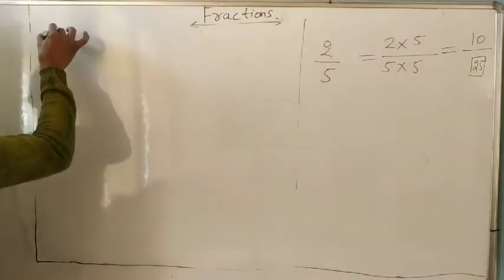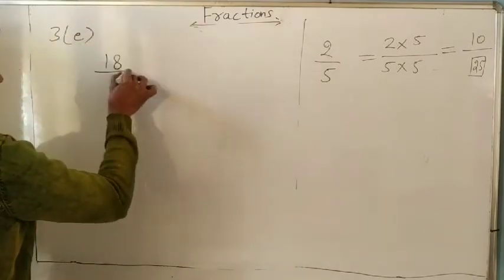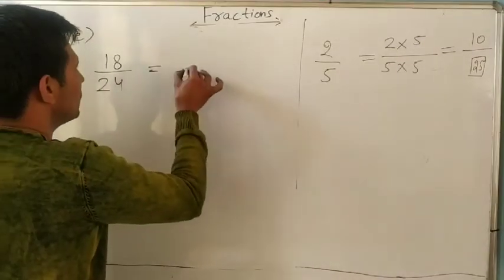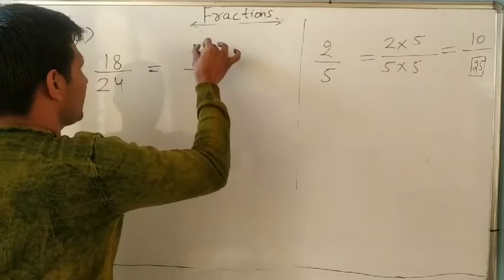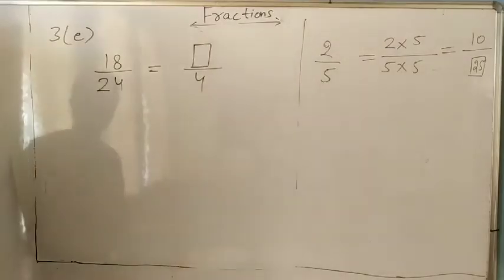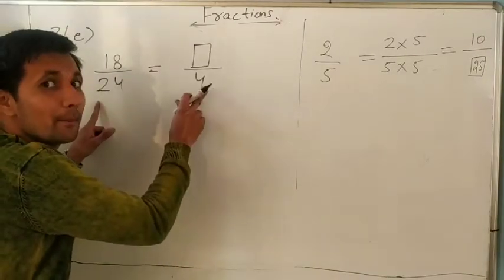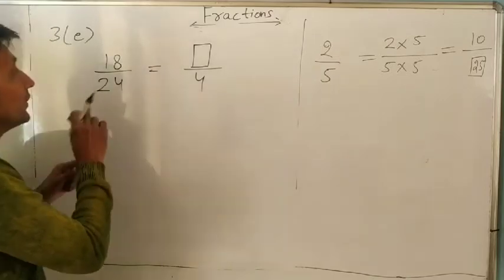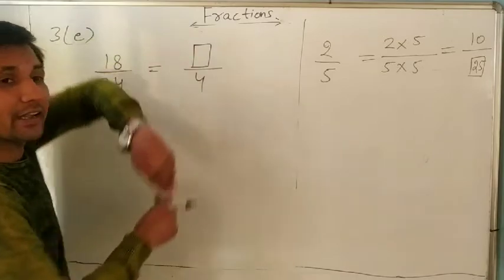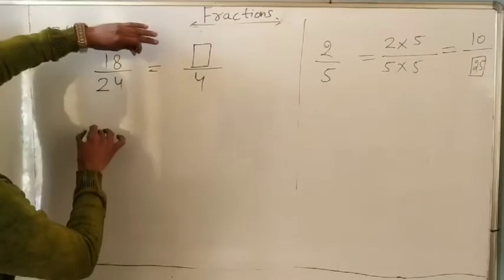E part. Third question, E part. 18 upon 24 equal to something upon 4, and we have to find this one. So tell me, here is a larger number, here is a smaller number. So it means we have to divide 24 by some number to get 4. So tell me, what number do you divide by?